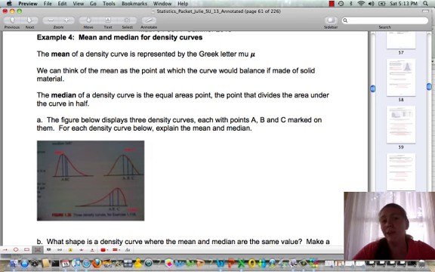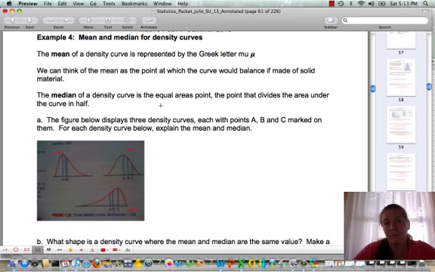So the mean of a density curve is represented by this Greek letter mu right here. It looks like a cursive M sometimes. And a way to think of the mean is as the point where the curve would balance if it were made of solid material. So you can imagine if you were balancing it on a stick or something, that would be the balancing point.